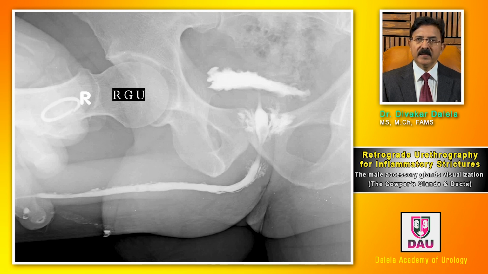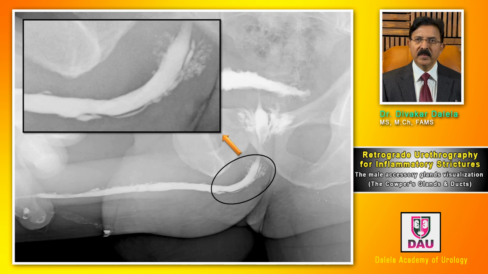Now here is a urethrogram of a patient of inflammatory urethral stricture, and in the area which has been encircled by this black line, if you zoom this area, you will see a Cowper's gland duct as well as the Cowper gland. You will also notice that the part of the duct which is just jutting against the urethral wall is more dilated because of the backflow of the contrast.